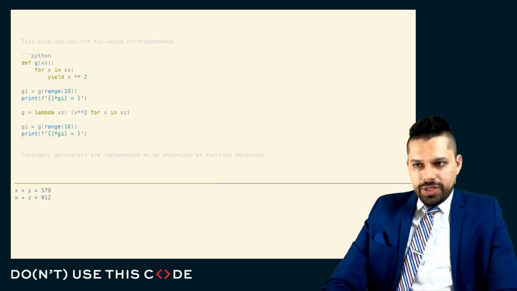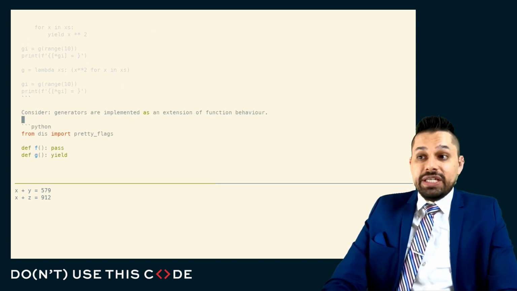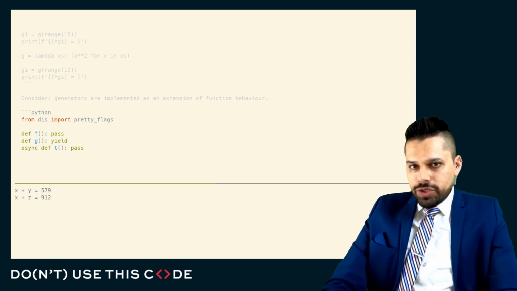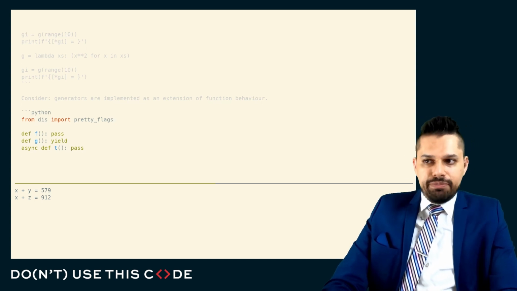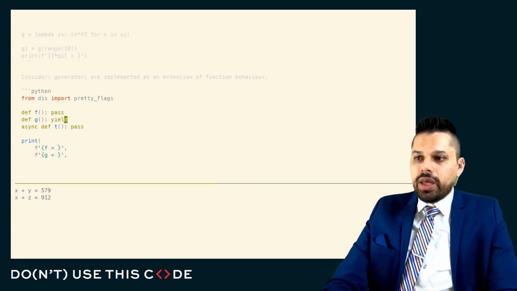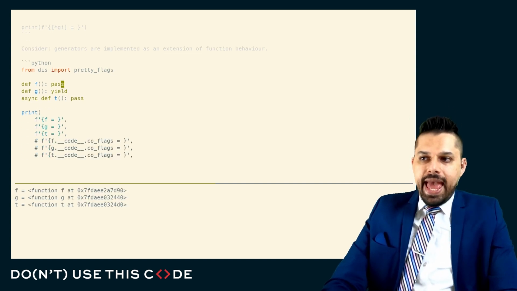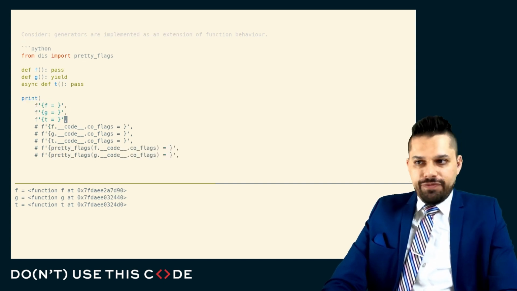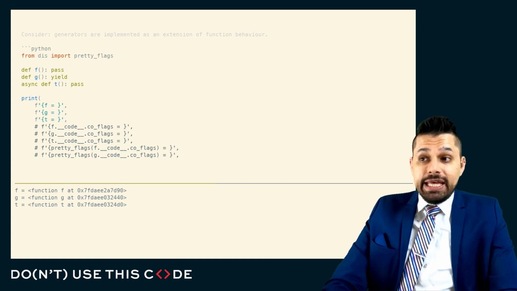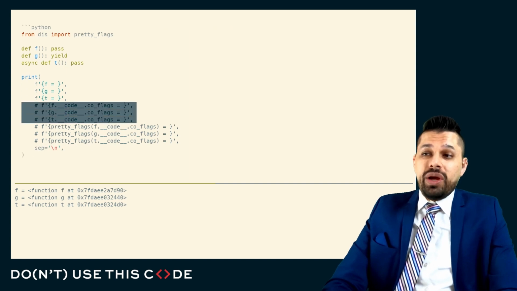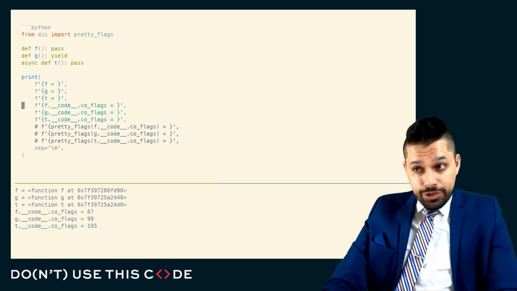Now, one of the things that I want you to think about as we now dive even deeper into how generators are actually implemented is that the implementation of generators in Python is actually relatively simplistic, in the sense that it's just an extension of function behavior. Remember, when we look at F, G, and T here, from Python's perspective, all three of these are just regular functions. It can't even tell that one of these is different than the other, at least in terms of the type. It can tell that there is a difference when you execute these because there are flags that are set.